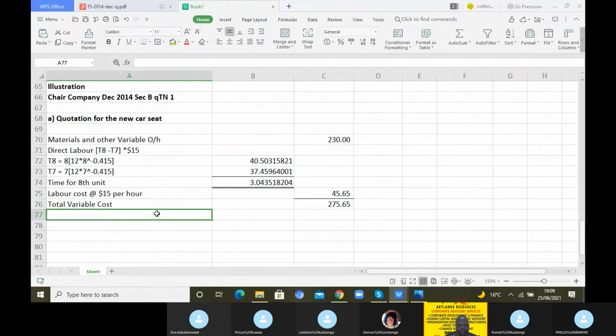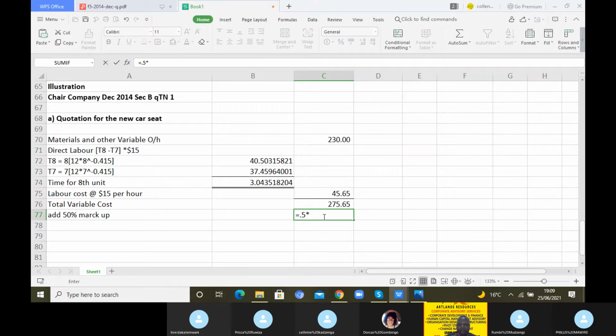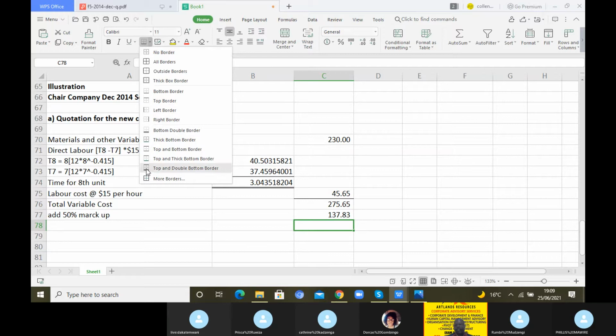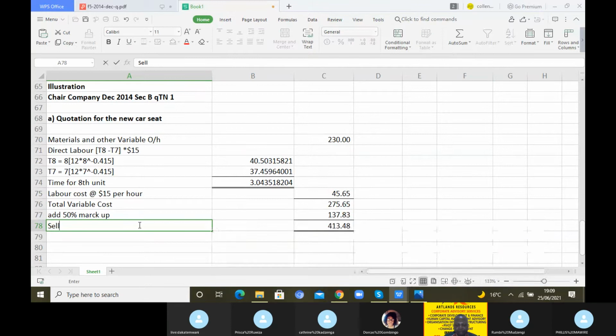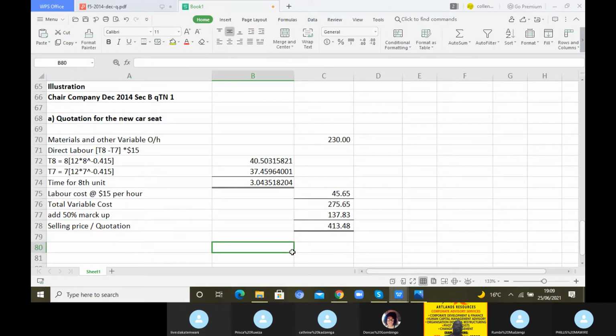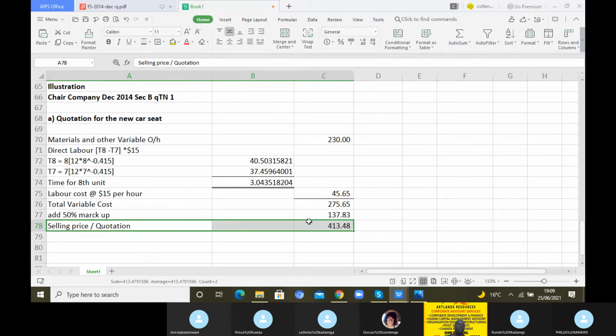So I then say add 50% markup. So it's like equals 0.5 multiplied by this. Then after doing this, I then get the selling price or the quotation. This is the quotation. That's what they are asking for. Then this is the selling price. Selling price slash quotation. Because they are saying, how much do you charge for the new car seat? So this is what they want.